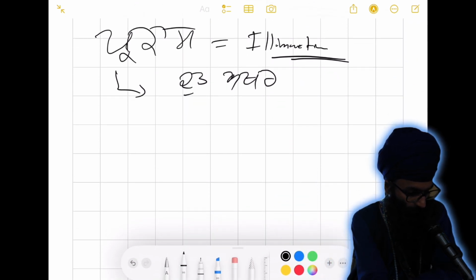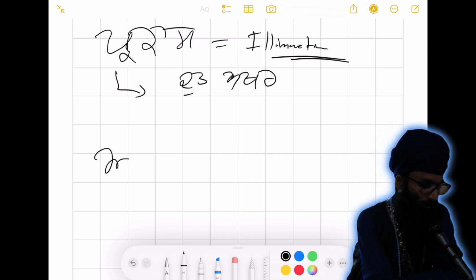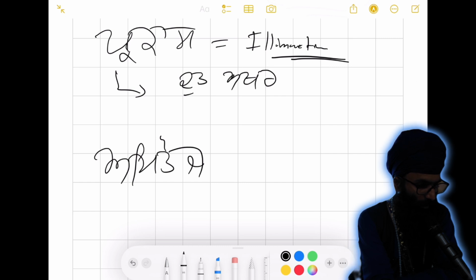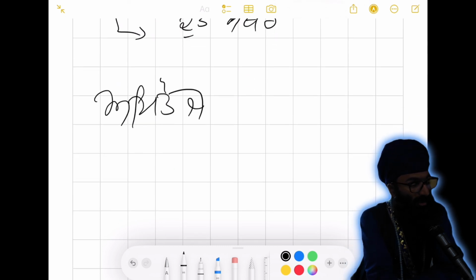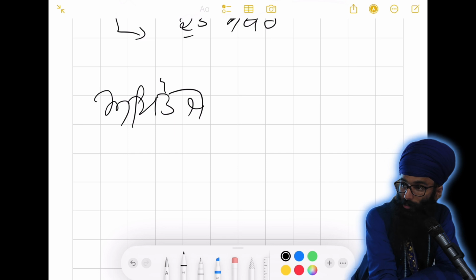All right, the next one. Amitoj. Okay, this is a really fun one. This word has 3 words in it. We're going to break it up, 3 words.